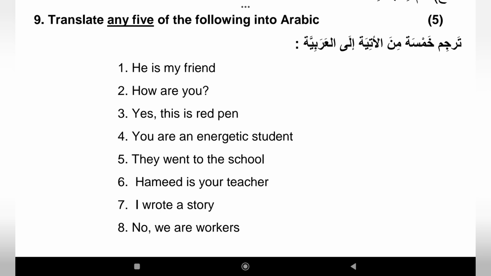Hamid is your teacher. Hamid هو معلمك. I wrote a story. كتبت قصة. I wrote. Here also you should be careful about past and present. كتبت, I wrote, that is past. Don't write aktubu or yaktubu, the present one. No, we are workers. لا نحن عمال.